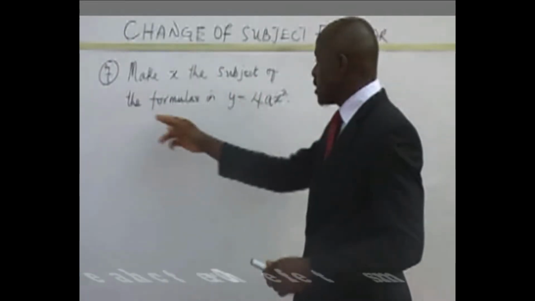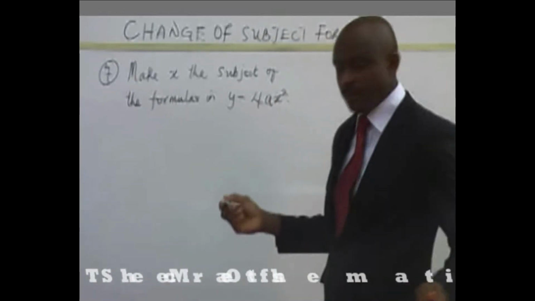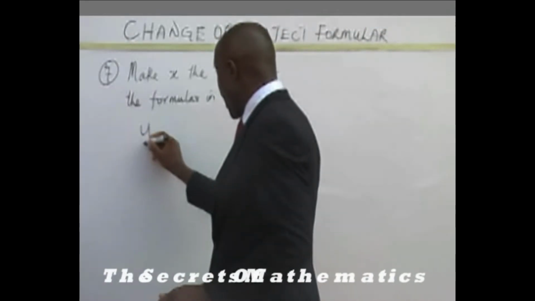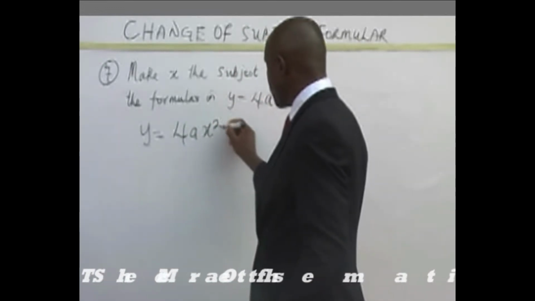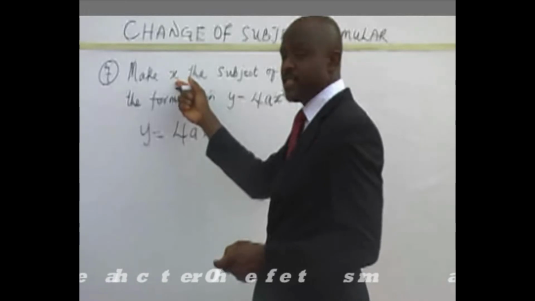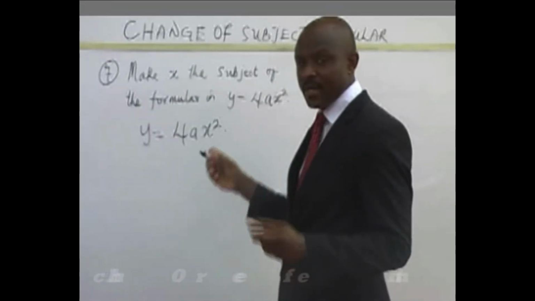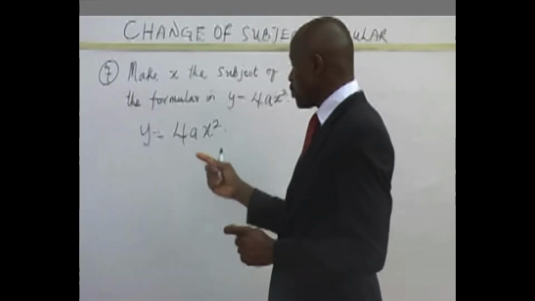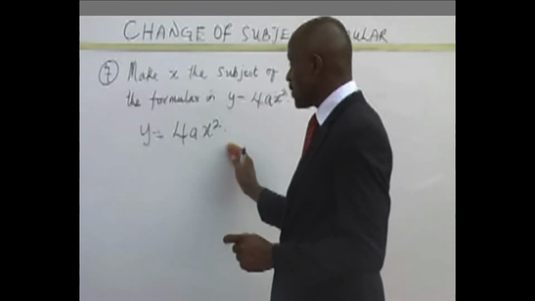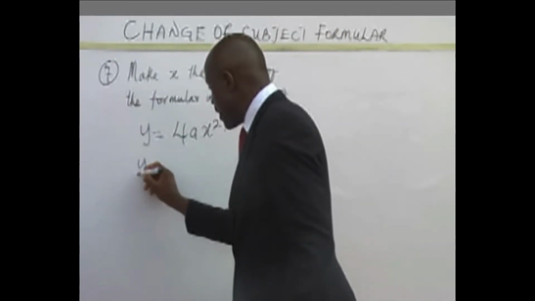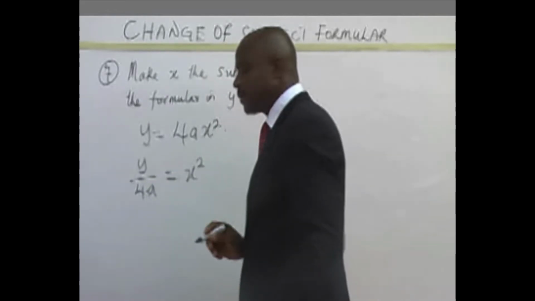Make x the subject of the formula in y is equal to 4ax squared. Bring the equation. The equation is y is equal to 4ax squared. It is x that is needed to be made the subject of the formula. So try to do all you could to leave x on one side of the equation. First of all, you divide both sides by 4a so as to eliminate 4a from the right hand side of the equation. It's going to give you y all over 4a. It will now be equal to x squared.